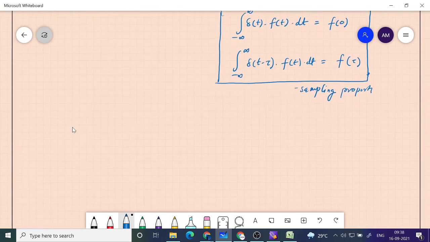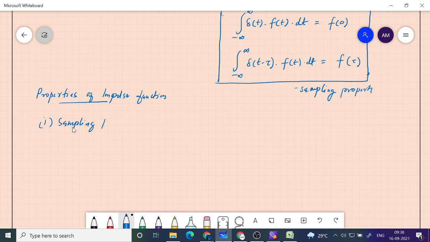Let me list out the properties of the impulse function. The first thing that we saw is the sampling property, which we already saw. Number two, if you take delta of minus t, you can show that it is equal to delta of t, and this means that the impulse function is an even function.